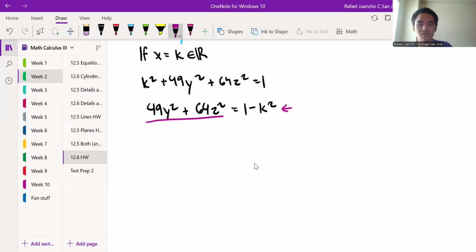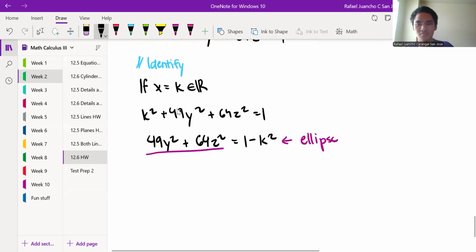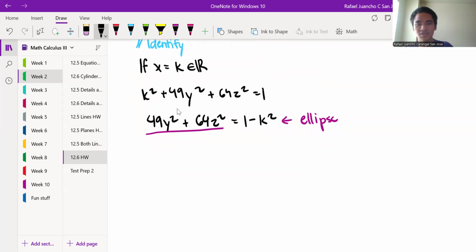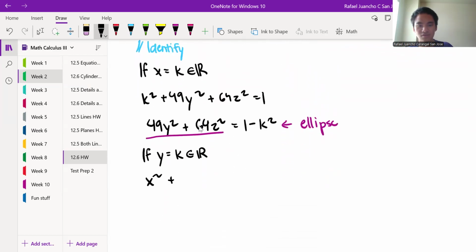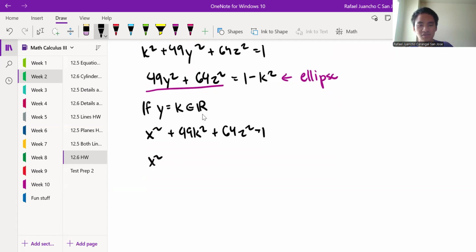We have a positive, and we have 2 here, and we have different numerical coefficients. So this is an ellipse in the YZ plane, right? And we do the same thing. Let's say if we make y some real number, then we just plug it in. So x squared plus, what's this, 49k squared? Yeah, I can do that. 49k squared is again just some number. Plus 64z squared is 1. Then we can simplify this, or we put this in the other side.